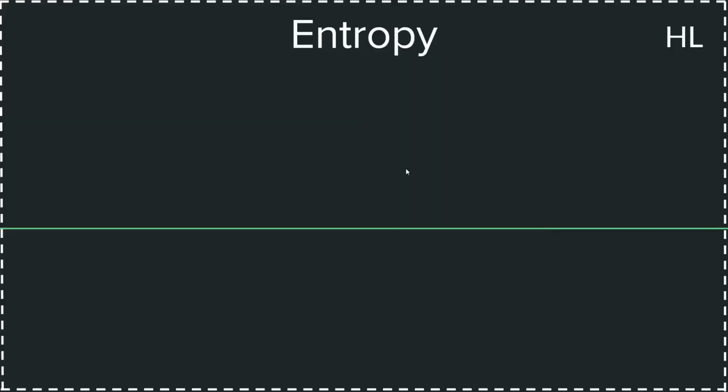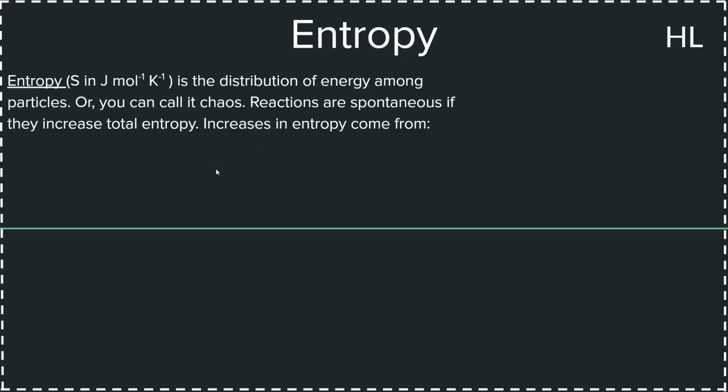So now we're going to talk about an HL topic, entropy. Entropy, represented by S in joules per mole per Kelvin, is the distribution of energy among particles, or you can call it chaos. Reactions are going to be spontaneous if they increase total entropy. Increases in entropy come from mixing different types of particles, changing states, and increases as you go from solid, liquid to a gas. It makes sense, right?